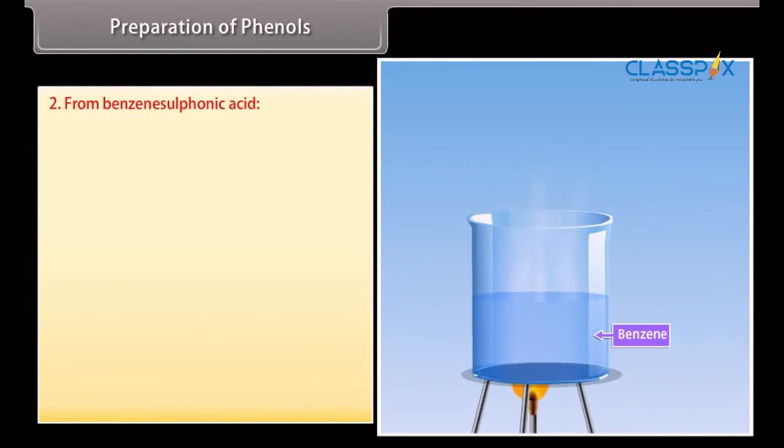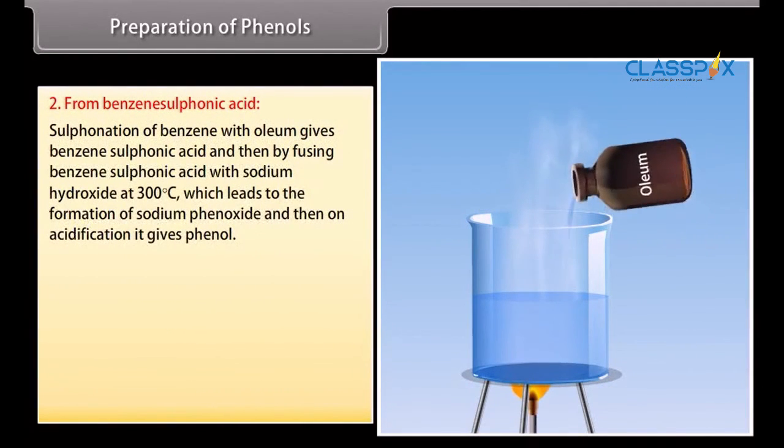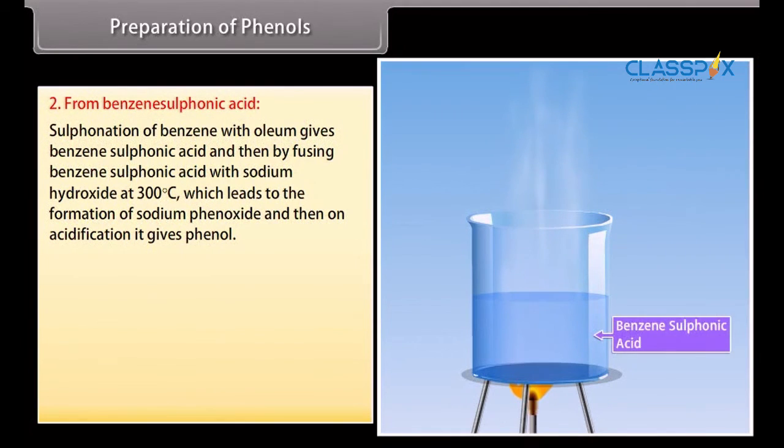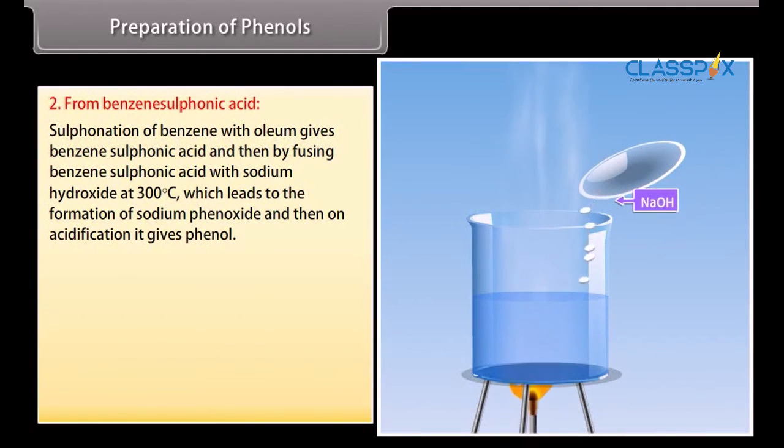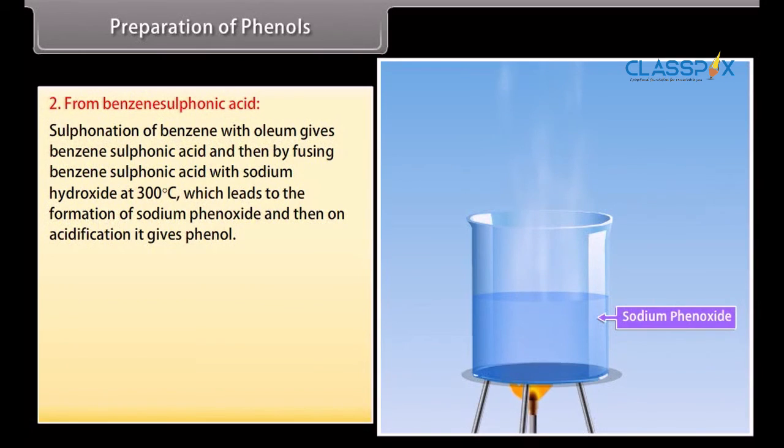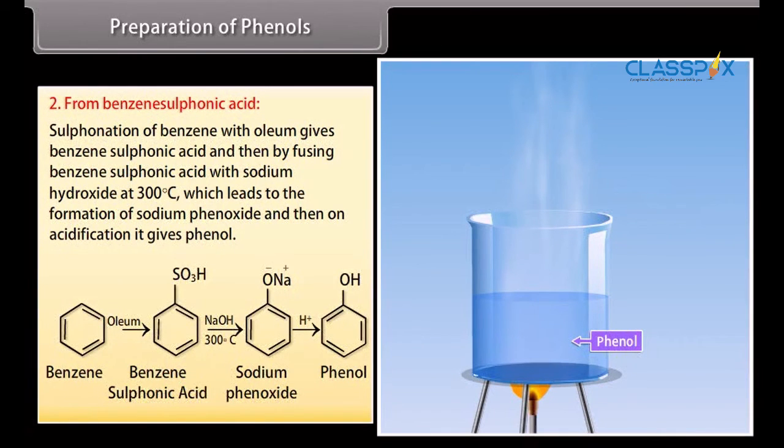From benzene sulfonic acid. Sulfonation of benzene with oleum gives benzene sulfonic acid, and then fusing benzene sulfonic acid with sodium hydroxide at 300 degrees Celsius leads to the formation of sodium phenoxide, which on acidification gives phenol.